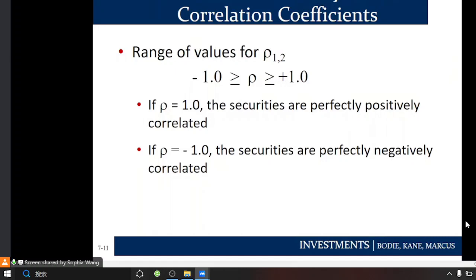But in most situations, rho is just between -1 and 1. These are the extreme values. So most cases are just between these two extreme values, 1 and -1. Okay, so this is the concept of rho.